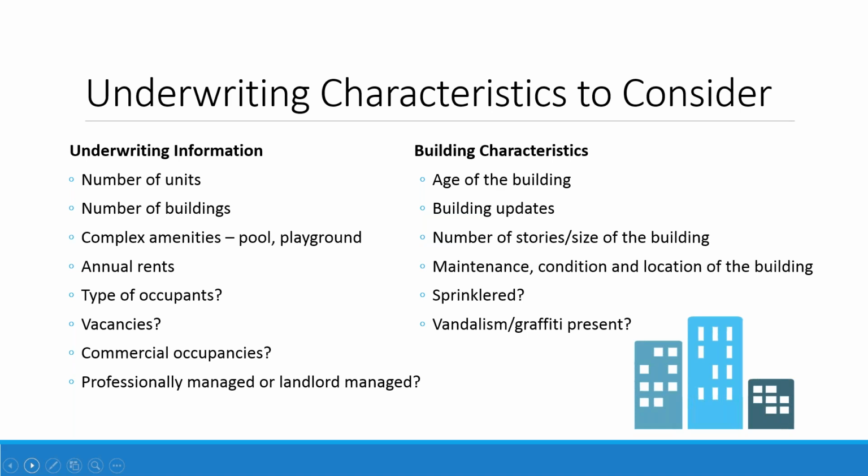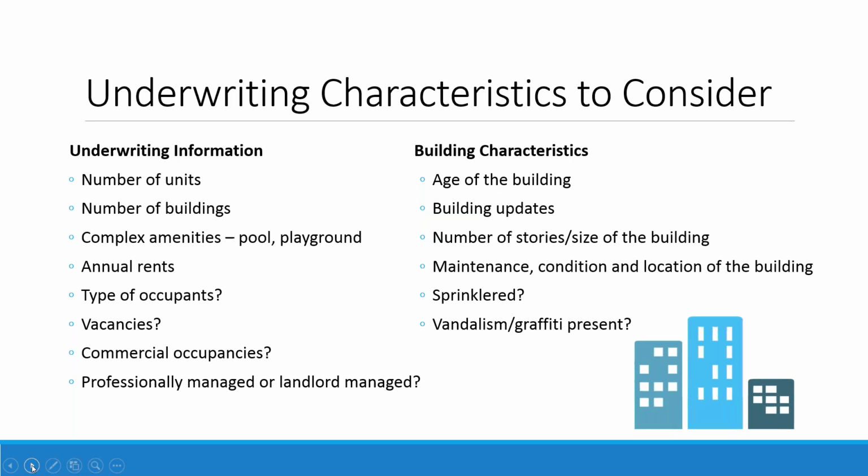Then we want to know if the complex has any amenities. Do they have a pool? Do they have a playground? Anything else you can think of, a little tot lot, a sports court, a basketball court, something like that. If they have that, we need to know about it because we need a rate for that exposure. Their annual rents, that's what we'll need in order to offer business income, so that information is important.